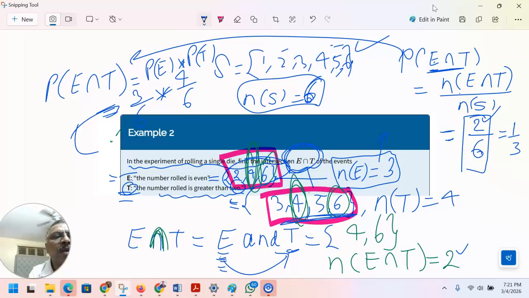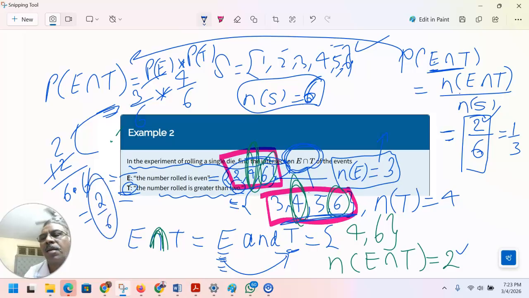So 3 times 4 is 12. 12 out of 30. I'll keep 6 and 6 as it is. So we can cross out this, and this 6 divide this 2 times. So this answer becomes, and you can see the answer becomes 2 out of 6. So you get the same answer. See, so this answer and 2 out of 6.